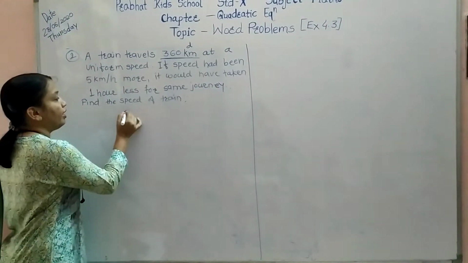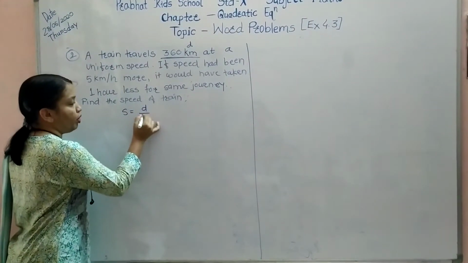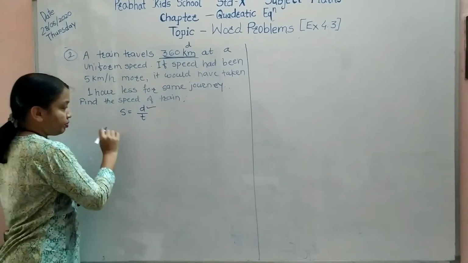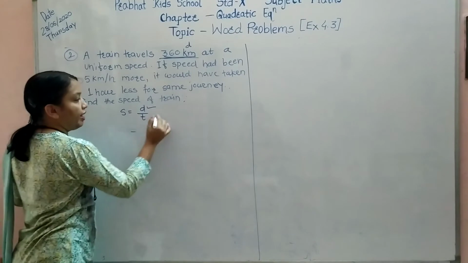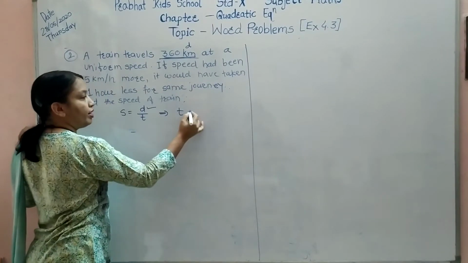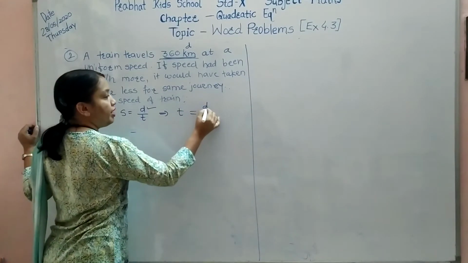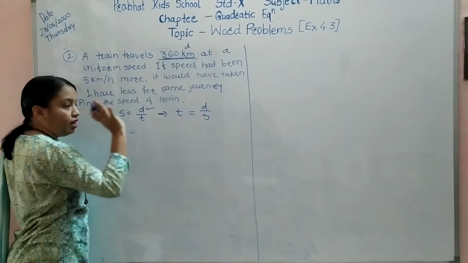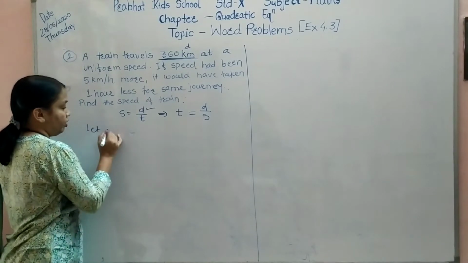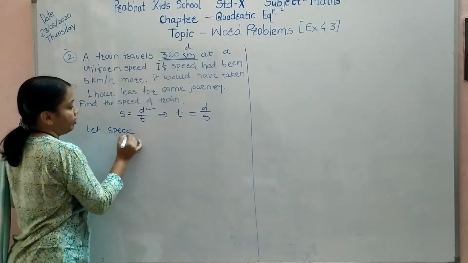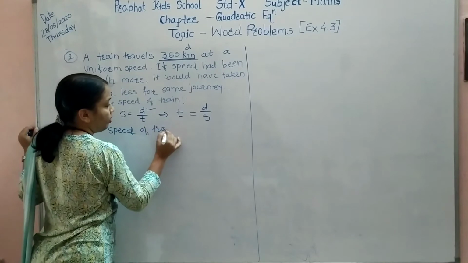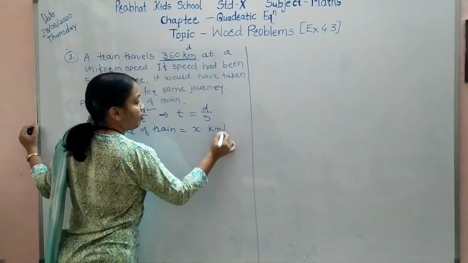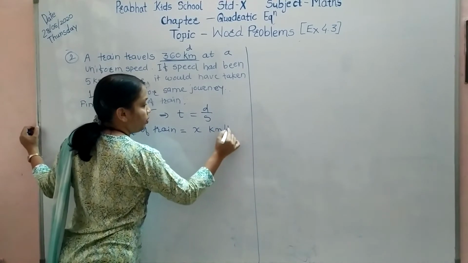You know the formula that speed is equal to distance upon time. Now the distance is the same in both journeys. We can rewrite this formula, because we have to compare between the times. So I am taking t is equal to d upon s, where d is the distance, s is the speed and t is the time. Now let the speed of the train be x kilometer per hour. Don't forget to give the proper units.